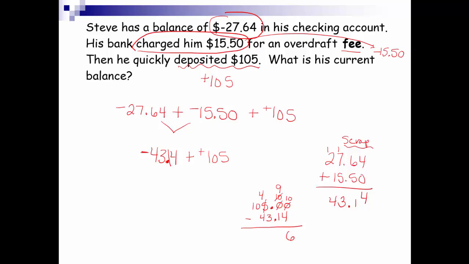10 minus 4 is 6. 9 minus 1 is 8. Keeping my decimal point lined up. 4 minus 3 is 1. 10 minus 4 is 6. So that's $61.86. What do I have more of? I have more positives. So right now I have a positive $61.86 in my checking account, or in his account.